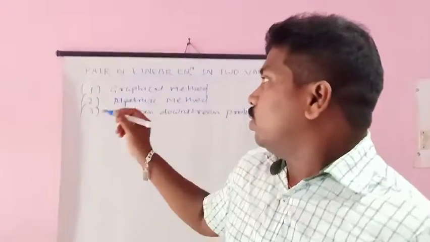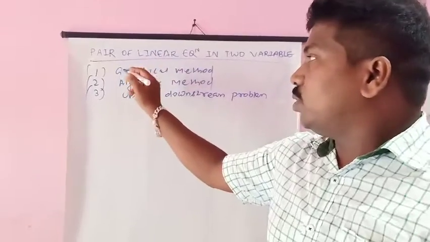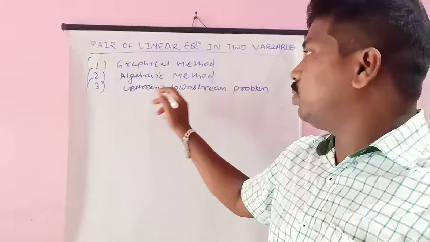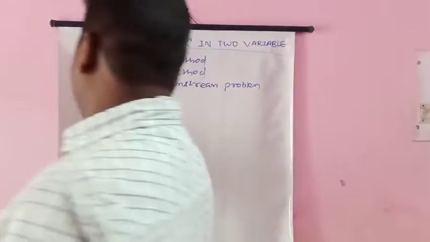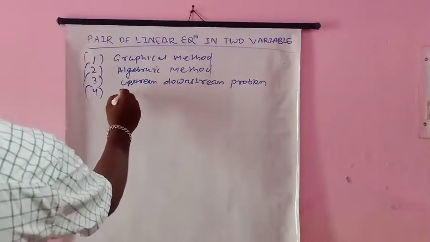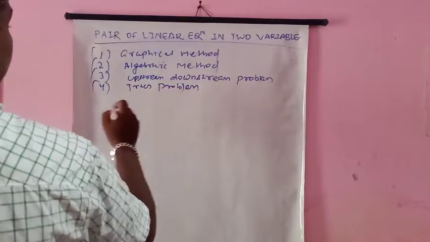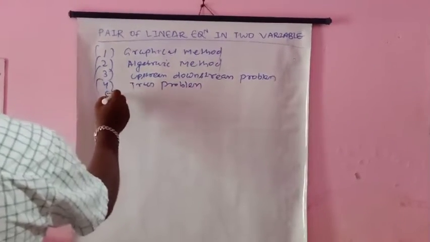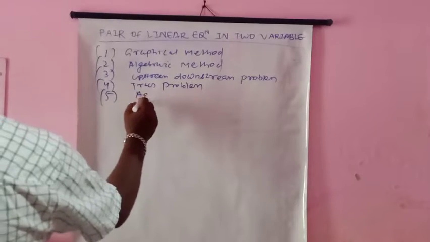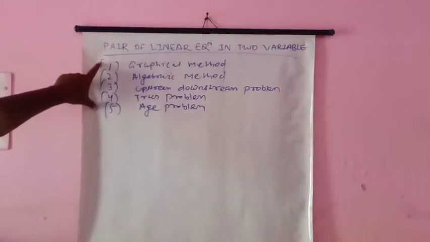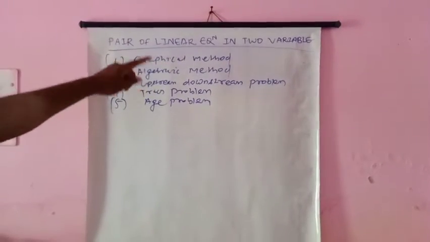In pair of linear equations, the most important parts are the graphical method, the algebraic method, upstream and downstream problems, and next one is train problems. Next one is age problems. So these are the most important concepts of pair of linear equations in two variables.